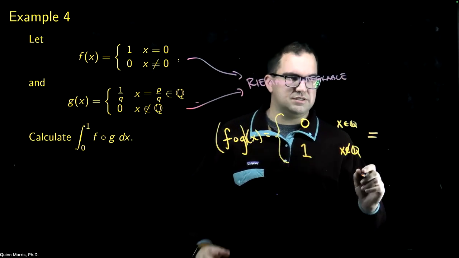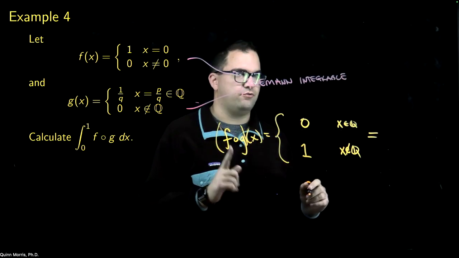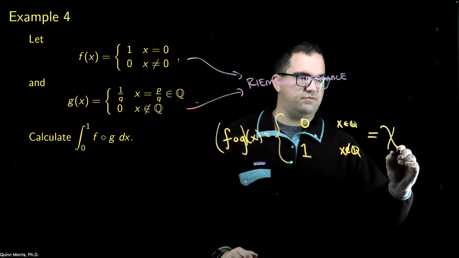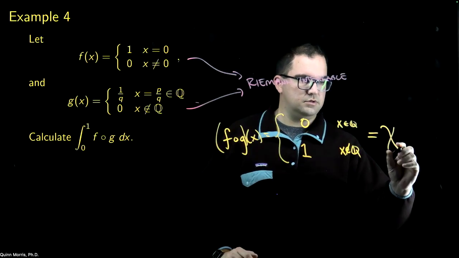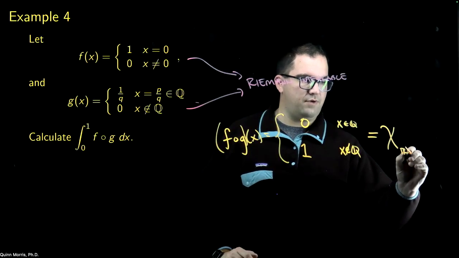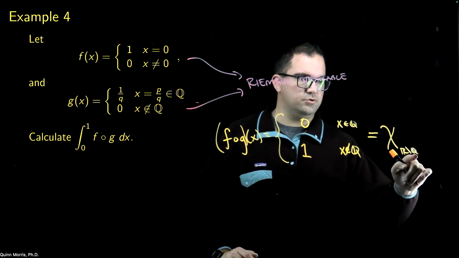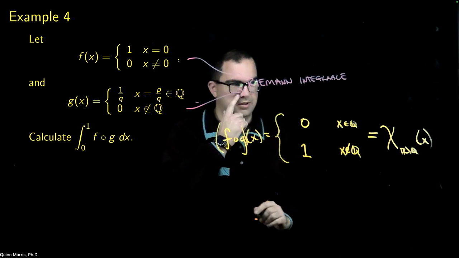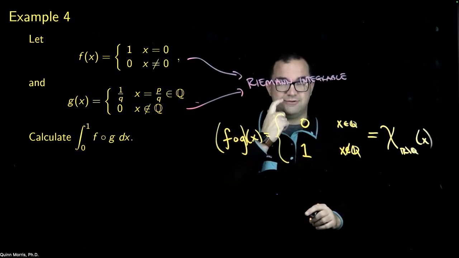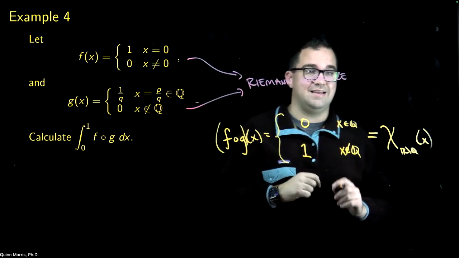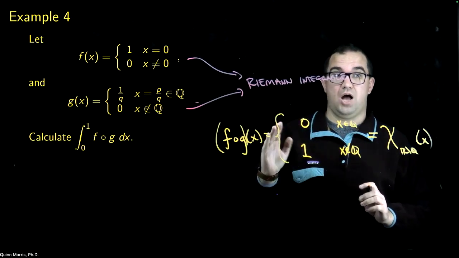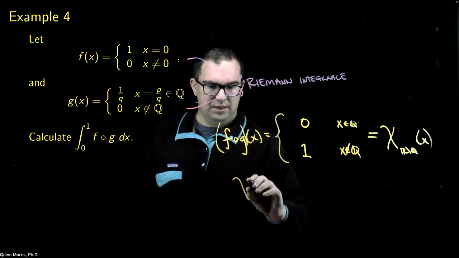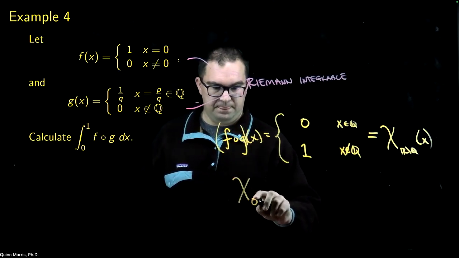Now this looks similar to the indicator function of the rationals, but it's not quite that. This is actually the indicator function of the irrationals. One way to write the irrationals is just the real numbers delete the rational numbers. Now, we actually proved that the indicator function of the rationals is not Riemann integrable. What about this? Well, let me observe one thing.